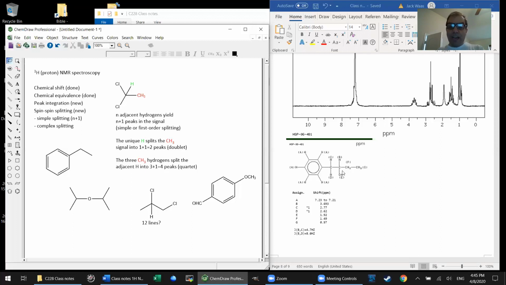But you might find that this CH2, let's say, splits that hydrogen into 3, and then each of these splits first 3 into 6, and then 6 into 12. Once again, there could be a total of 12 lines. Now, you might not be able to see them all, but I would expect a complex multiplet.